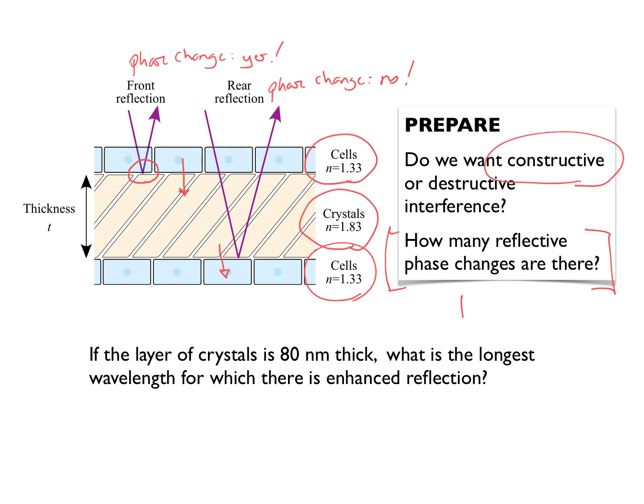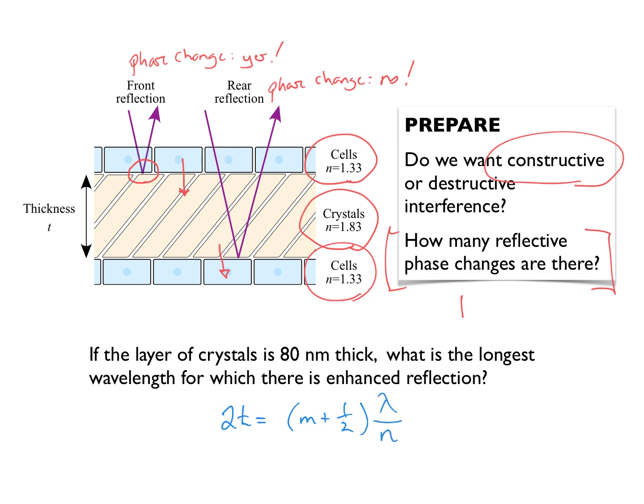And then what I can do is go back and look at the relationships. Given what I've just said about constructive or destructive interference, and what I said about how many reflective phase changes there are, I can look and see what particular relationship I want. The relationship that I want in this case is the second one that we saw, and it looked like this: 2t is equal to m plus 1/2 times lambda divided by n.